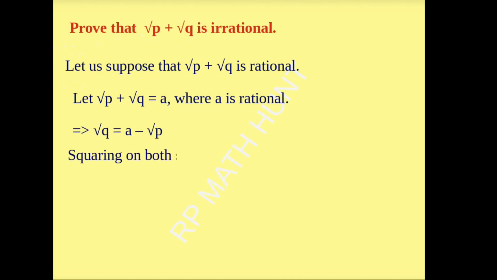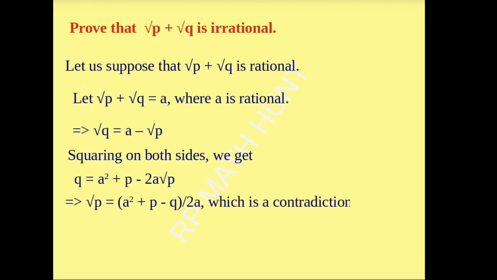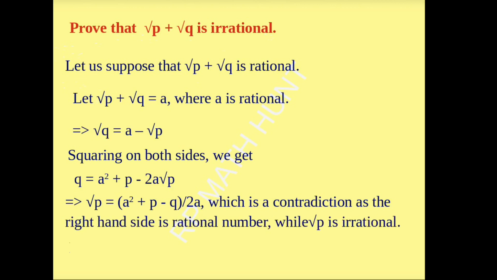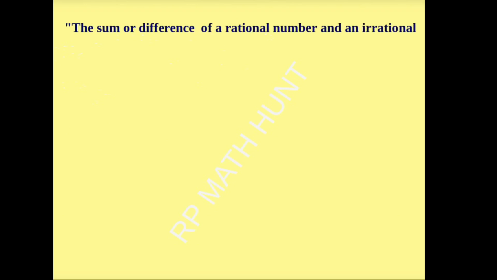Squaring on both sides, we get q is equal to a square plus p minus 2a root p. That implies root p is equal to (a square plus p minus q) by 2a, which is a contradiction, as the right hand side is a rational number while root p is irrational, and hence root p plus root q is irrational. The sum or difference of a rational number and an irrational number is irrational.